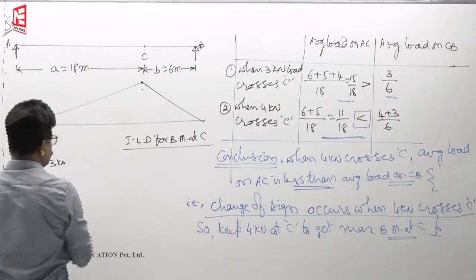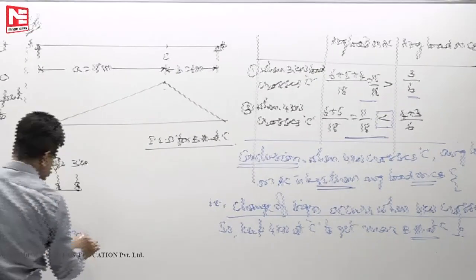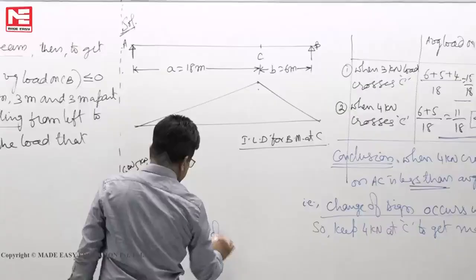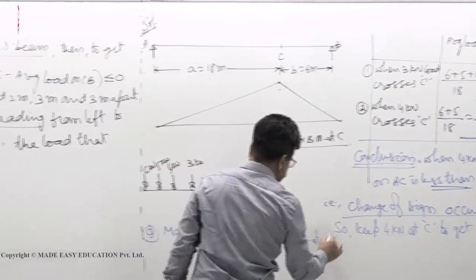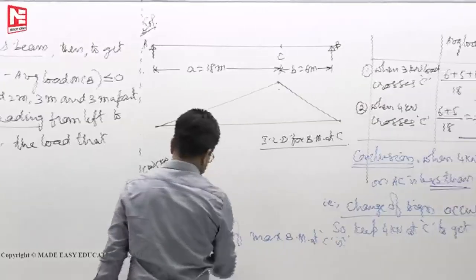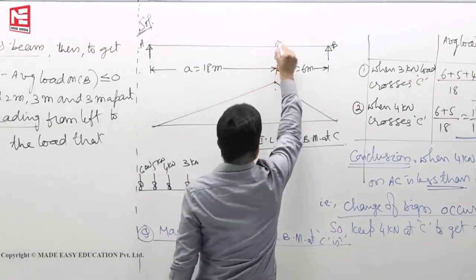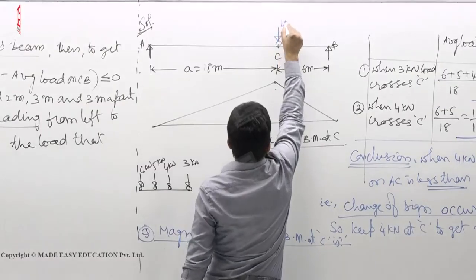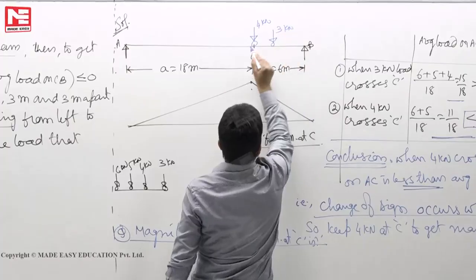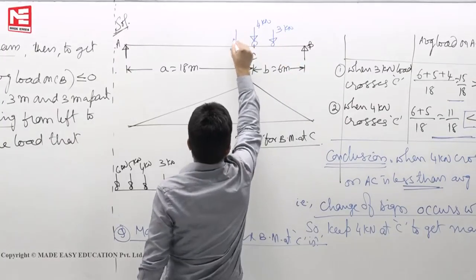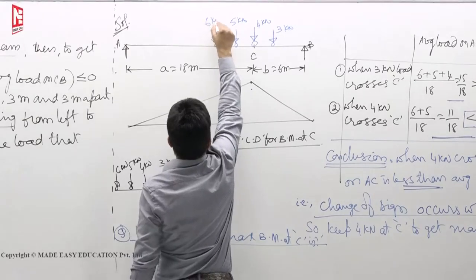So, supposing that you want to find maximum bending moment, magnitude of maximum bending moment at C is, supposing that if they give like that, now you have to do this way. As you have learned just now, you must keep 4 kilonewton here, already 3 kilonewton just now crossed. So, 3 here, 4 is crossing, now here 5, here 6. This is the position of loading.